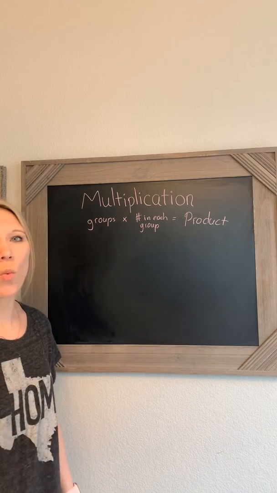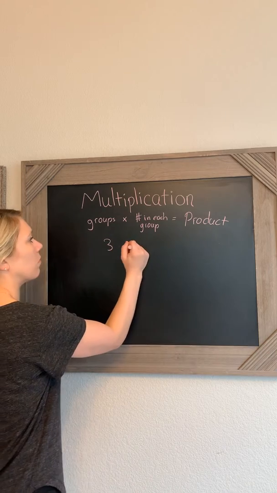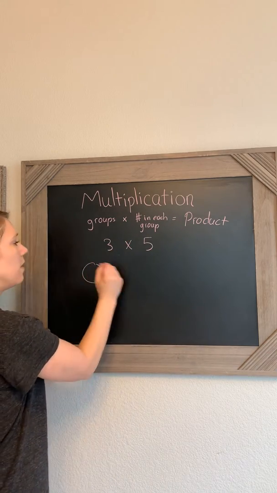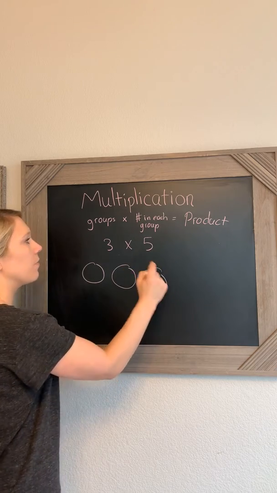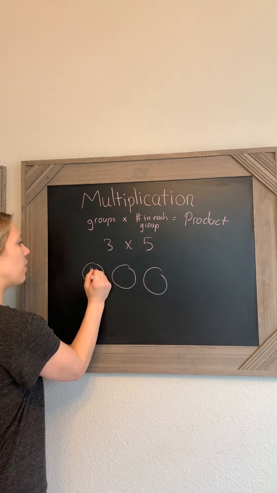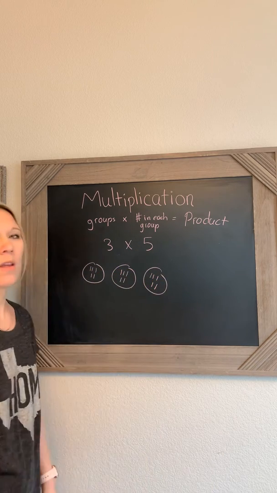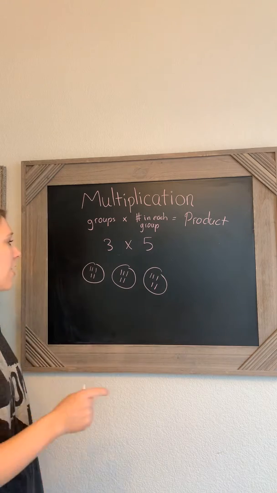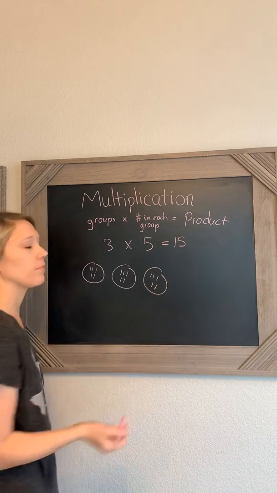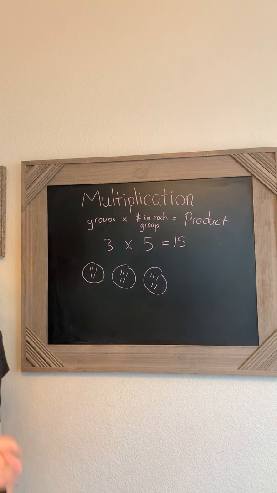Okay, so when you see a problem such as 3 times 5, I'm going to have 3 groups, 1, 2, 3, and there's going to be 5 inside each group. 1, 2, 3, 4, 5, 1, 2, 3, 4, 5, 1, 2, 3, 4, 5. So then when I count all my slashes, 5, 10, 15. Okay, so it's always groups times the number in each group.